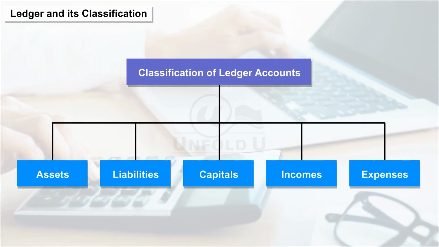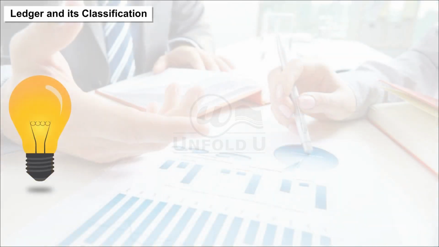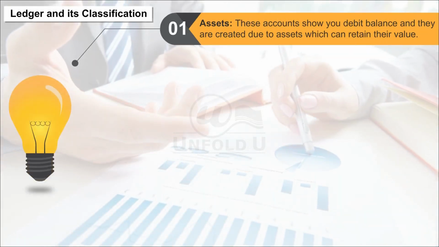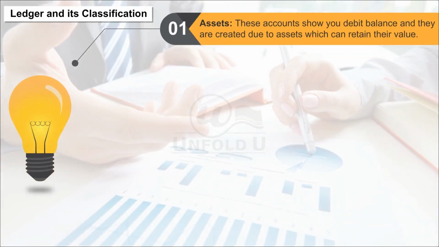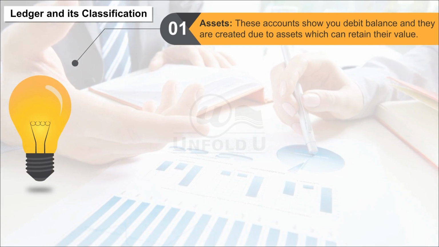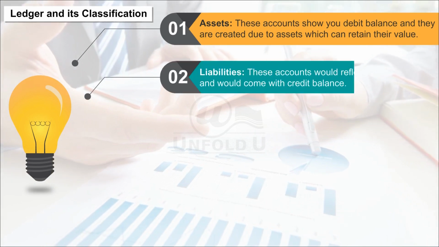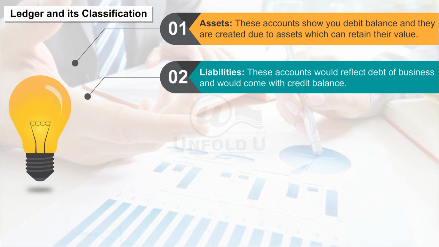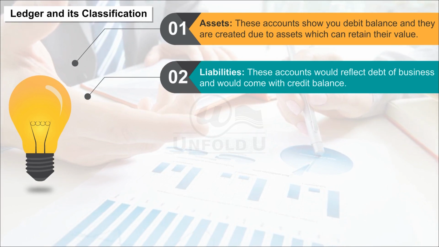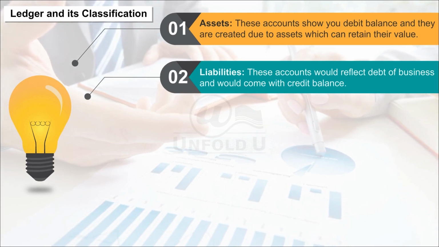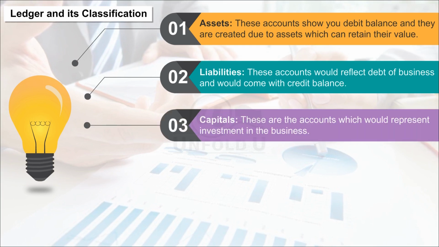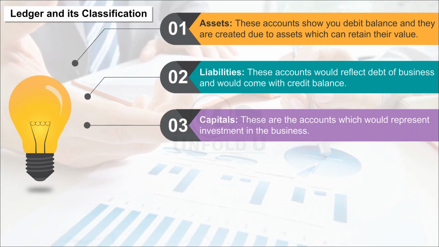The 5 types of accounts are: 1. Assets. These accounts show you a debit balance, and they are created due to assets which can retain their value. 2. Liabilities. These accounts would reflect debt of the business and would come with a credit balance. 3. Capitals. These are the accounts which would represent investment in the business.